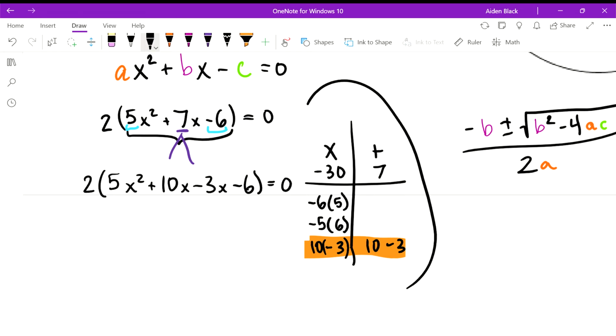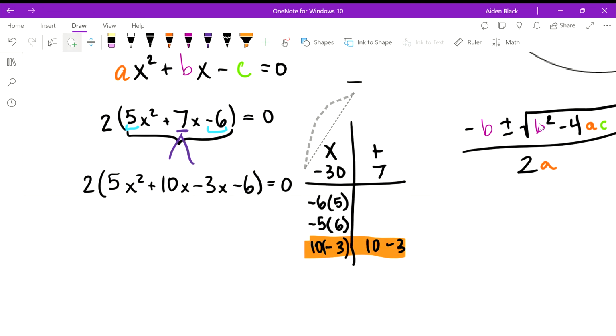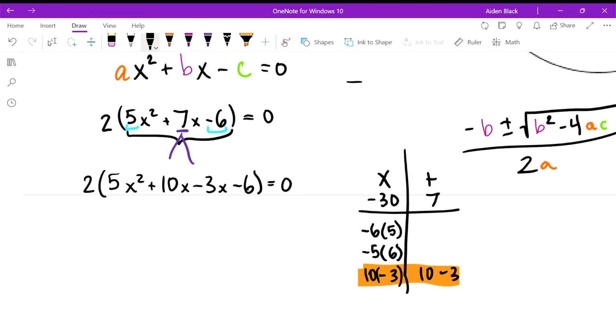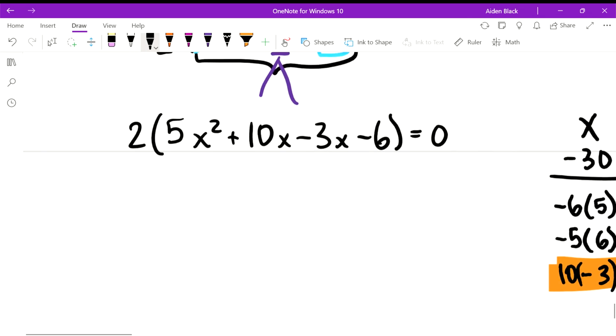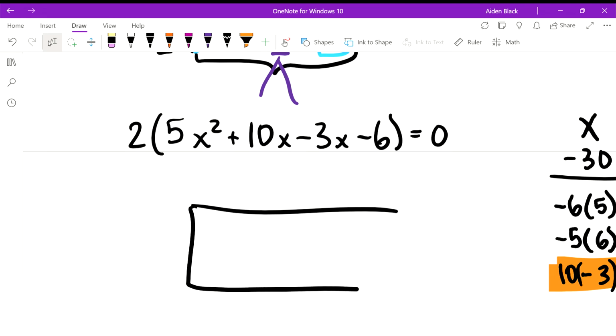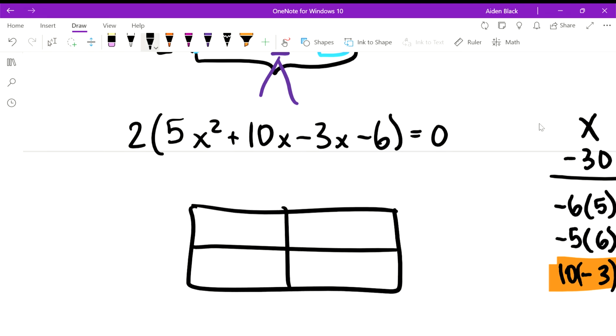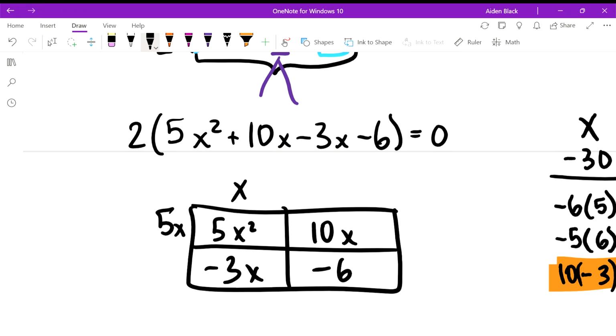Let's get this out of the way. Okay, there we go. So, throw this in the box. It's a weird box. 5x squared, 10x, negative 3x, and then negative 6. So, for this one, we should get 5x. And this one, we should get x, right? That's the greatest common factor from the first row. And then this right here is the greatest common factor of the first column.